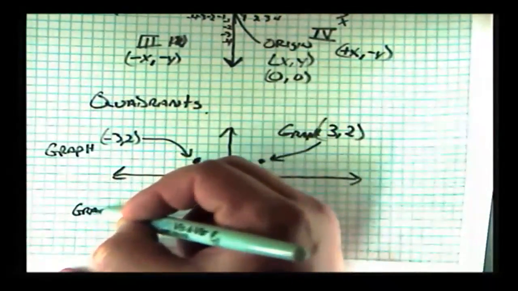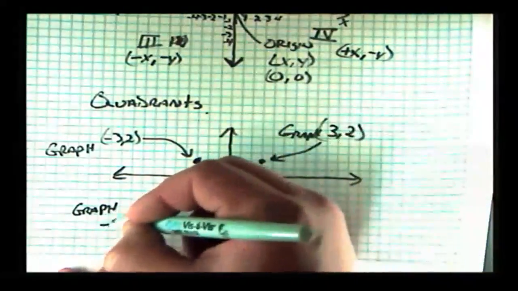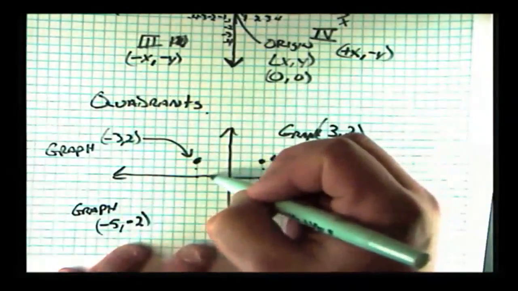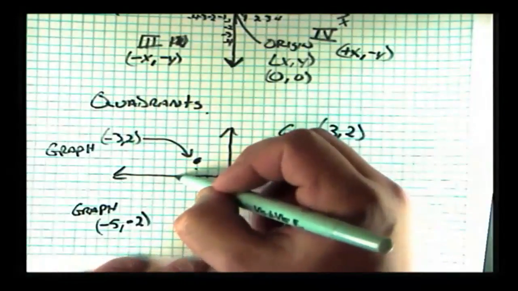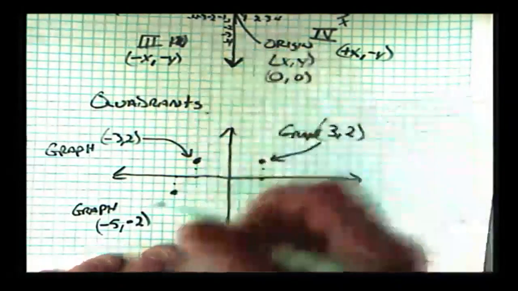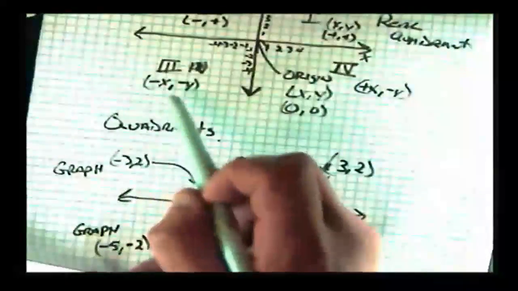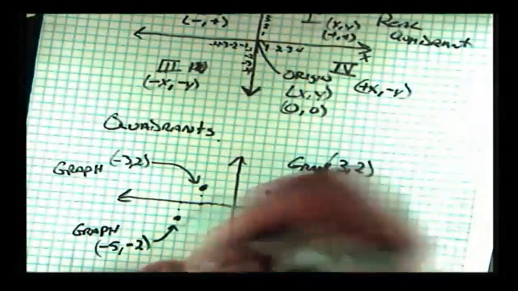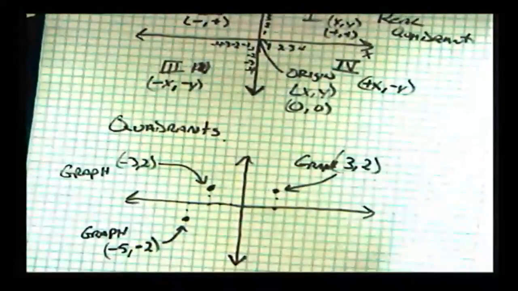Down here, we could graph another point in quadrant 3, right? Quadrant 3. How about negative 5, negative 2? Well, negative 5, negative 2 is 1, 2, 3, 4, 5 to the left, and of course 2 down for negative 2. And notice here in quadrant 3 we have negative x, negative y. So there's the point negative 5, negative 2.